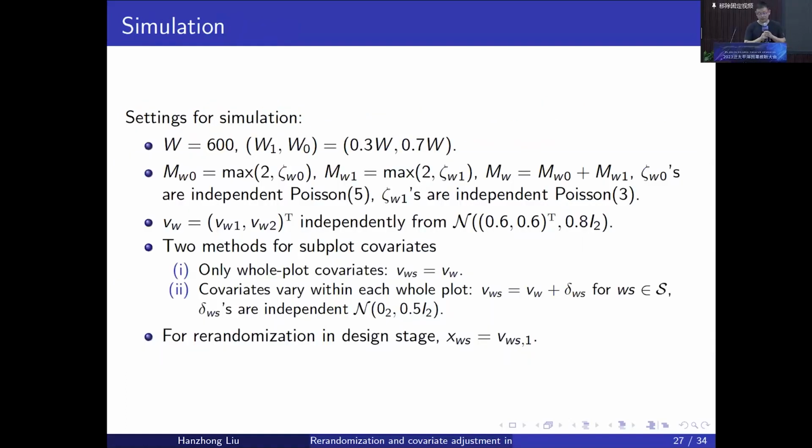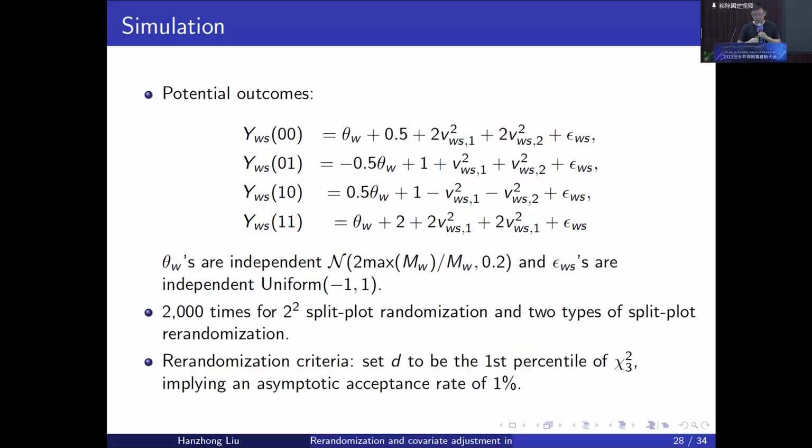Here are some simulation results, and we consider two types of covariates. The first one is only whole plot covariates. The second one is that the covariates vary within each whole plot. In the design stage, we use the first element of the covariate to perform re-randomization, and in the analysis stage, we use all of the covariates.